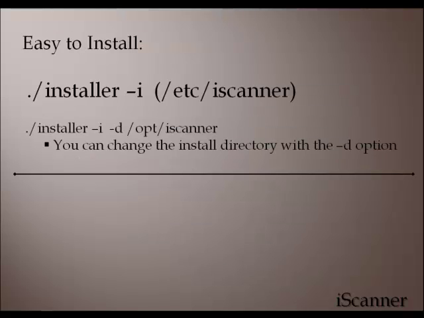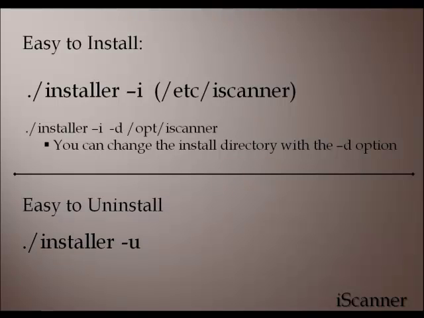iScanner does not require any external libraries, and you don't need to install the program to be able to use it, but an installer is included so you can install and uninstall iScanner when you want or need to. To install iScanner, run the following command, the installer -i. The default directory for iScanner is etc/iScanner. However, you can use the -d flag to specify what directory you would like to install it to. To uninstall iScanner, and I don't know why you would want to, run the following command.